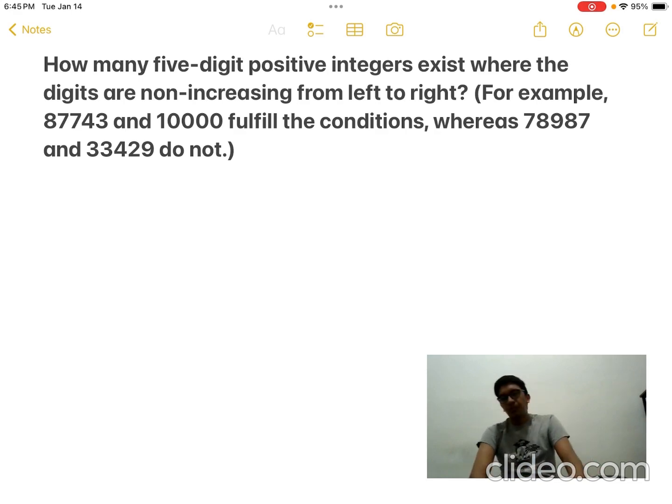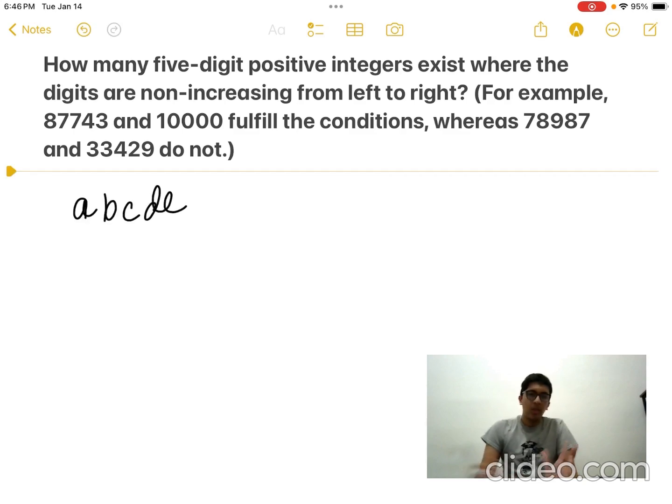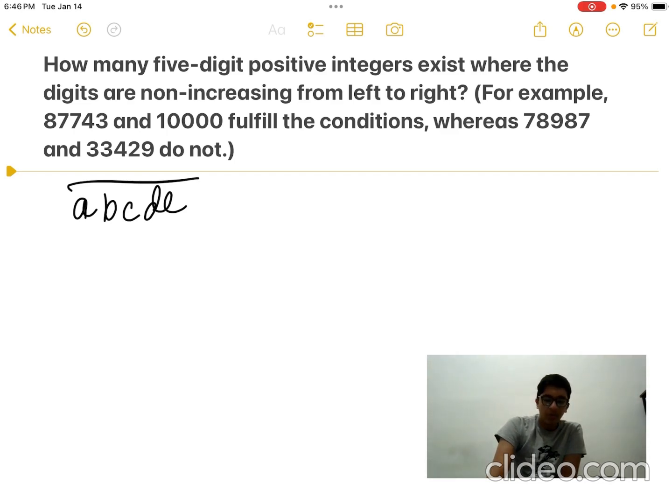So what we're going to do is generalize this five-digit number. I'm going to call this five-digit number ABCDE. Your digits are A, B, C, D, and E, and they come together to form a five-digit number. Now, by non-increasing, they mean that A has to be greater than or equal to B, which has to be greater than or equal to C, which has to be greater than or equal to D, which has to be greater than or equal to E.